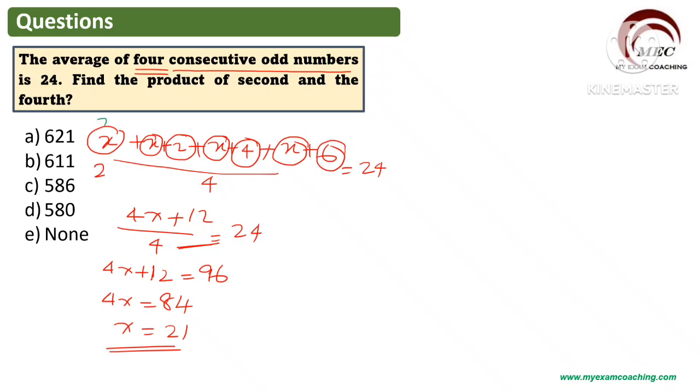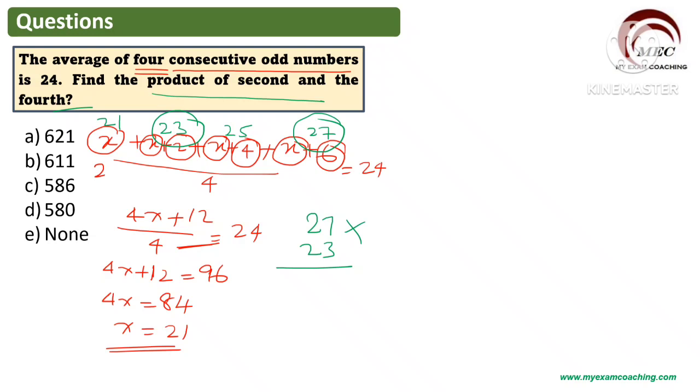This number will be 21. This number will be x plus 2, 23. This number will be x plus 4, that is 25. This number will be x plus 6, that is 27. Now what we want? We want the product of second and fourth. Second number 23, fourth number 27. So 27 and 23, we want the product.